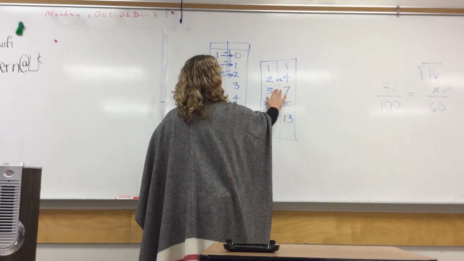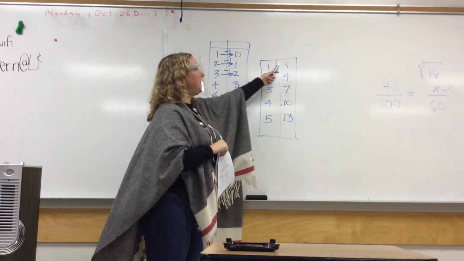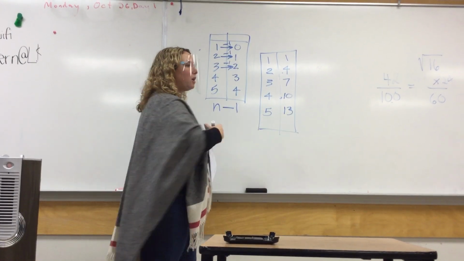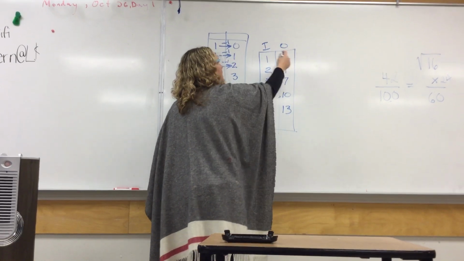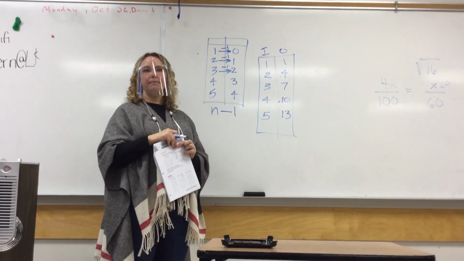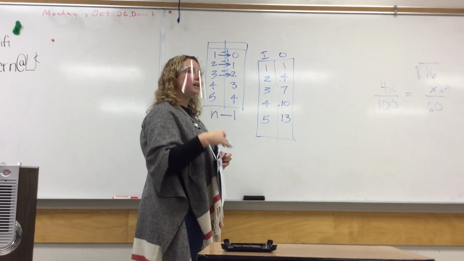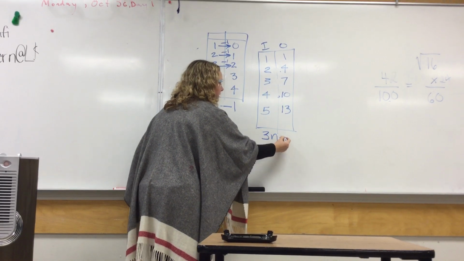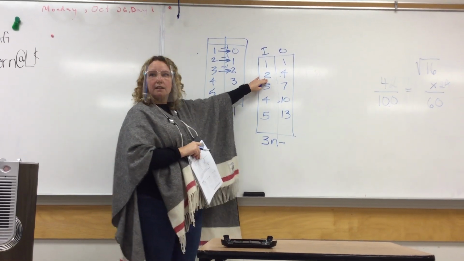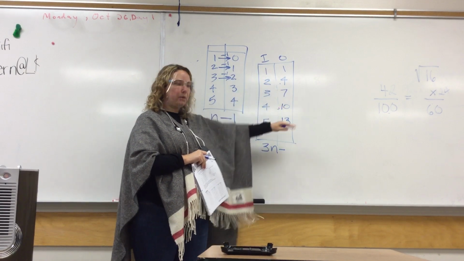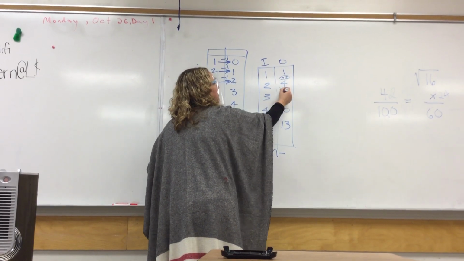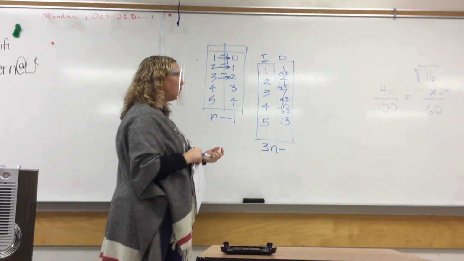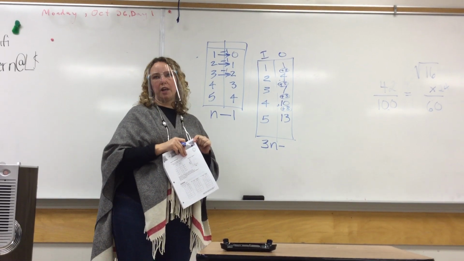So to figure this out, I'm going to think, what is my right column, my output column? This is the input and this is the output, right? My output column, what is it going up by each time? 3. That's a clue that it's getting multiplied by 3. So I'm going to put 3n. Do you see where I got the 3 from? It went up by 3 each time. Plus 3, plus 3, plus 3, plus 3. Now I know it's getting multiplied by 3 each time.